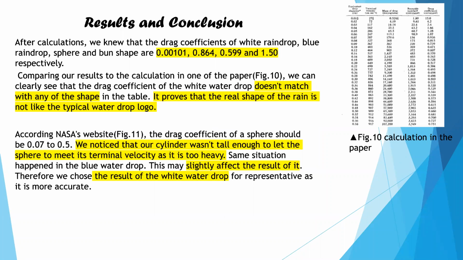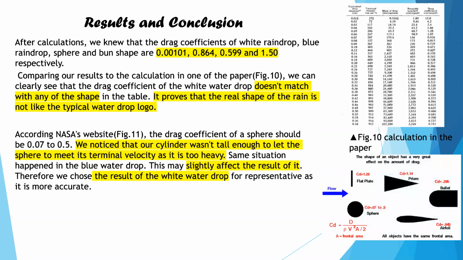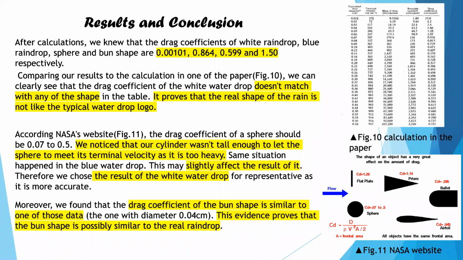According to NASA's website, the drag coefficient of a sphere should be 0.07 to 0.5. We noticed that our cylinder wasn't tall enough to let the sphere meet its terminal velocity, as it's too heavy. The same situation happens with the blue water drop. It may slightly affect the result. Therefore, we choose the result of the white water drop as representative as it is more accurate.